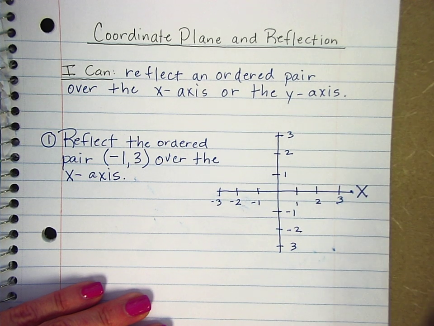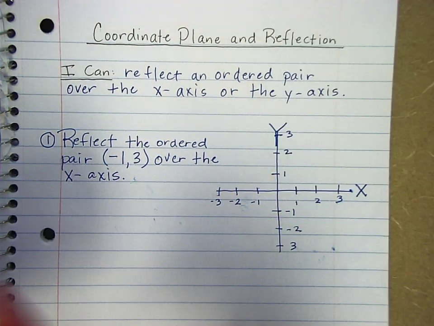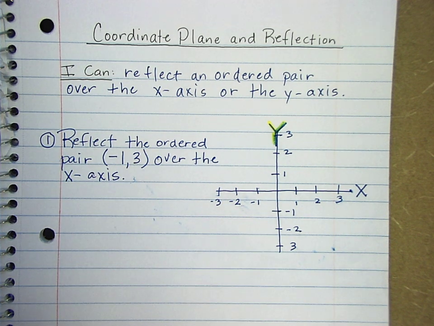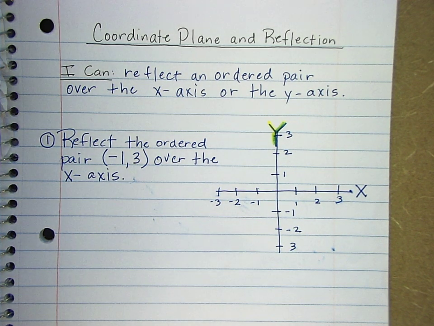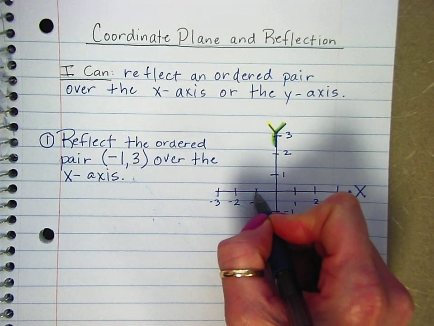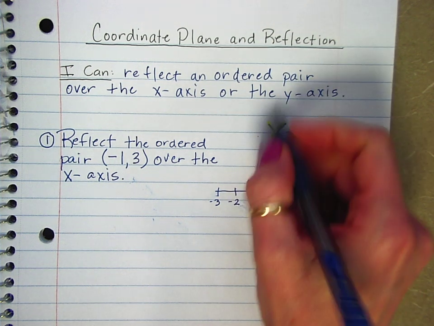This is the x-axis, this is the y-axis, and if you remember, you can make a y with that to help you remember that. Okay, so the first thing that we're going to do is we're going to plot -1, +3. Okay, so starting at the origin, I'm going to go to -1 and then I'm going to go up to +3.